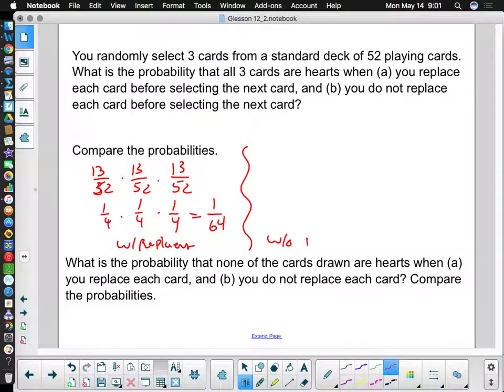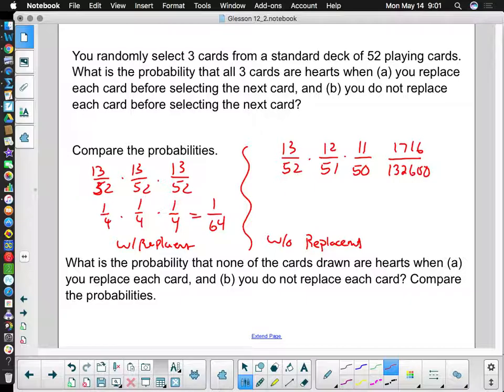If I go without replacement, the first one is 13 out of 52, but the next time there are only 51 cards left in the deck and only 12 of them are hearts. Next time, there are only 11 hearts left, and there are only 50 cards left in the deck. So I've got to take 13 times 12 times 11, which is 1716, over 52 times 51 times 50, or 132,600.